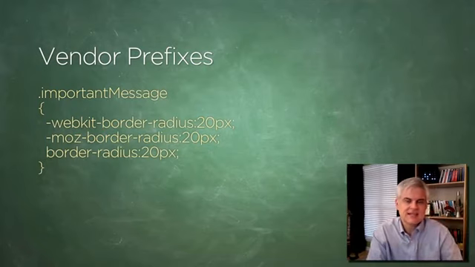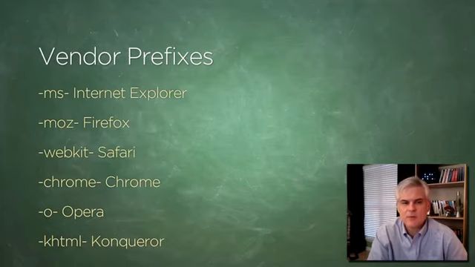So each vendor has their own prefix. MS for Internet Explorer, Moz for Mozilla or Firefox, WebKit is used on the Safari web browser, Chrome is used by Google's Chrome browser, O for Opera, and KHTML for Konqueror and all permutations of that engine. Just exactly which styles need this change with each new browser version. So I would just say, if you want to be on the bleeding edge of web development, you're going to need to have more than just a passing familiarity with this idea.